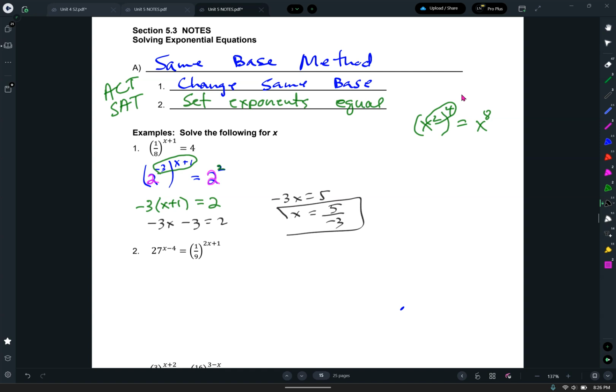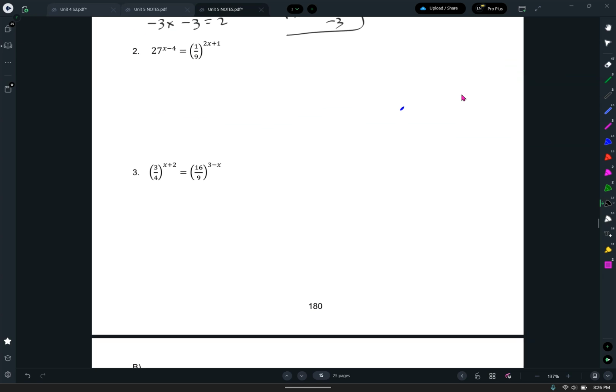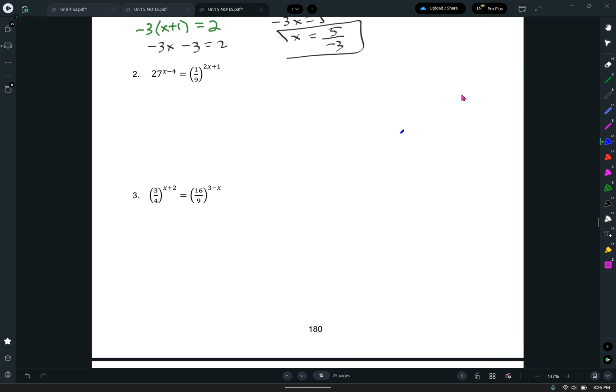Okay, same base method. Look at number 27. Can I get the same base on both sides? Well, the 27 I could write as a base of 3. That'd be a 3 cubed. And that 27 is being raised to the x minus 4. On the other side, the 1/9, I could think of that as a 3 to the negative 2. And that's being raised to the 2x plus 1.